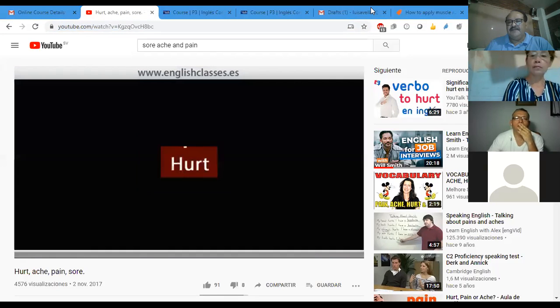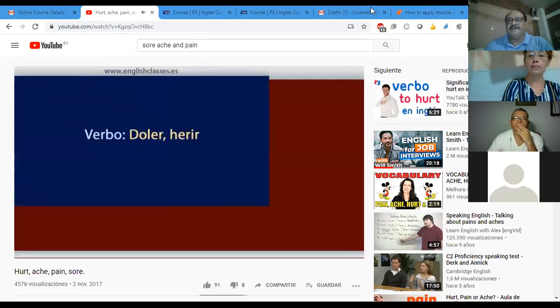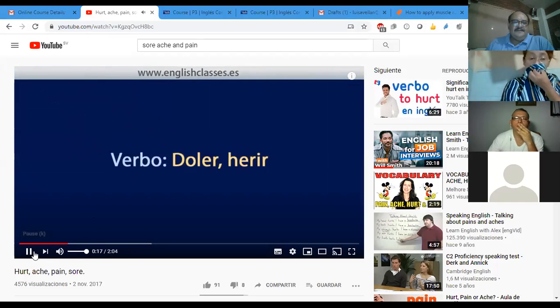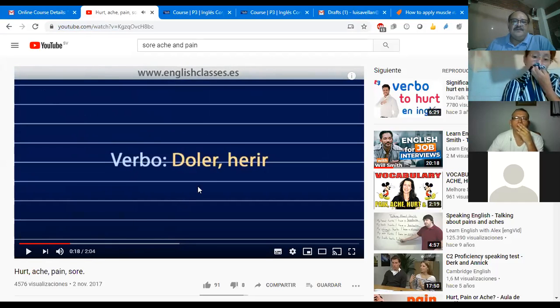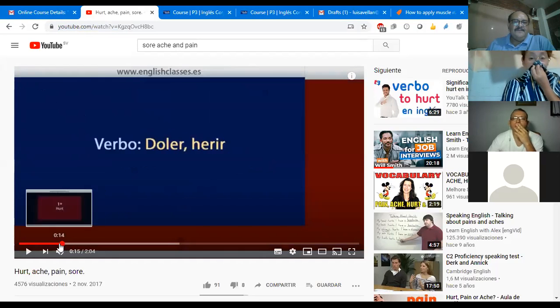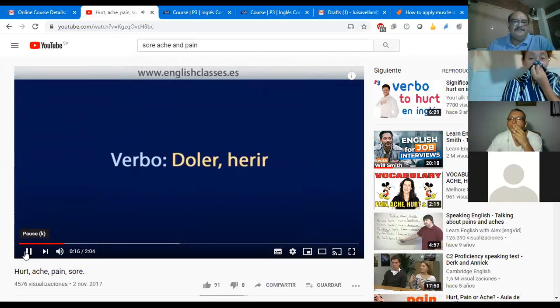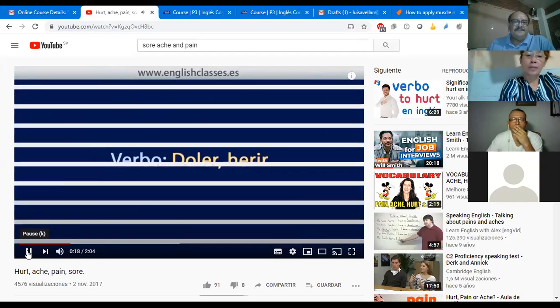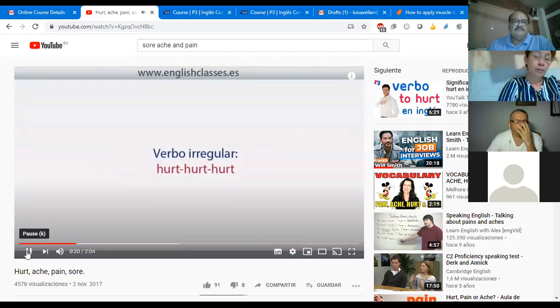Este lleva español, por eso se los puse ahí. Se usa como verbo y significa doler. Por ejemplo, este dice es como verbo que significa doler o herir. Es un verbo irregular. Aquí explicaban de que es un verbo, right? Se usa para cualquier.